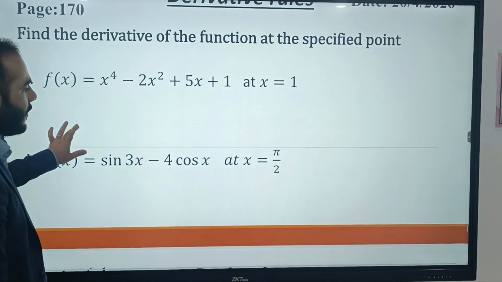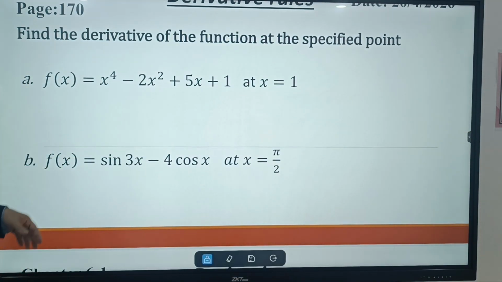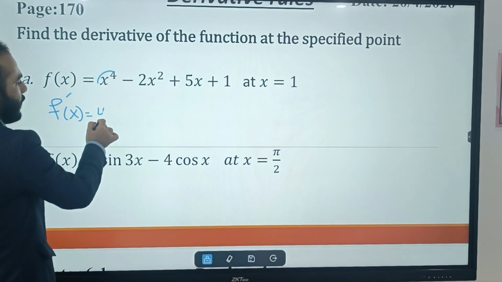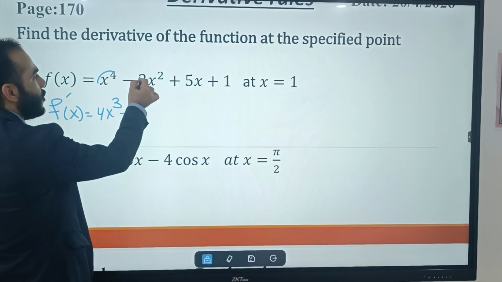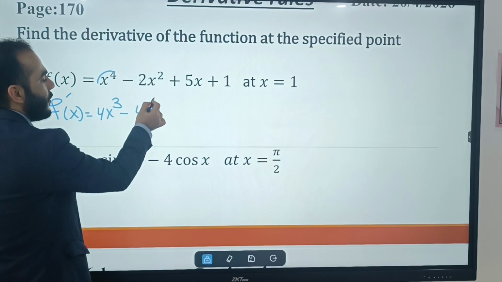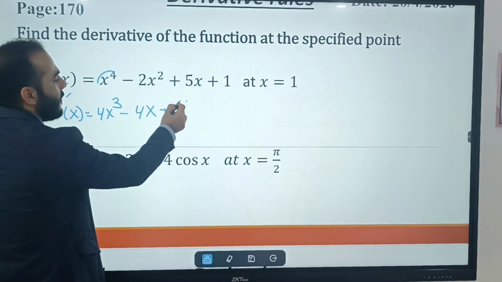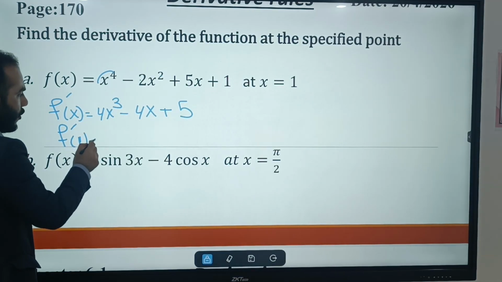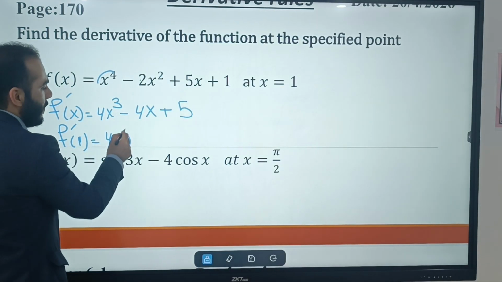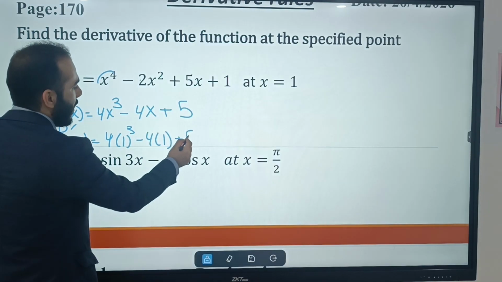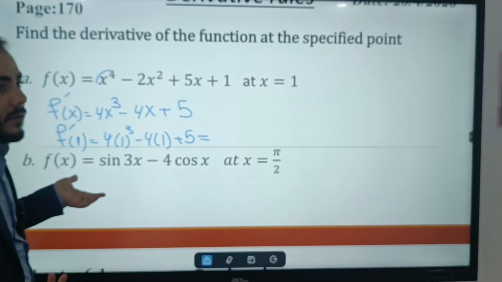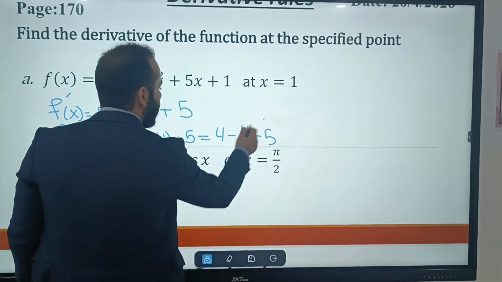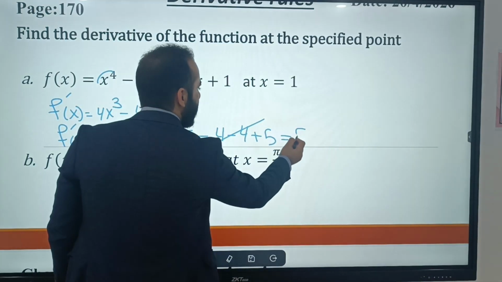Next one. Again, there are 2 more questions regarding this matter. Find the derivative: f prime of x equals 4x to the power of 3 minus 2 times 2, 4x to the power of 1, no need to write this one, plus the derivative of 5x, which is 5, at x equals 1. So substitute 1: f prime of 1 equals 4 times 1 to the power of 3 minus 4 times 1 plus 5. 1 to the power of 3 is 1, times 4 is 4, minus 4 times 1 is 4, plus 5. The 4 and 4 are going to cancel each other. Only 5 will remain.